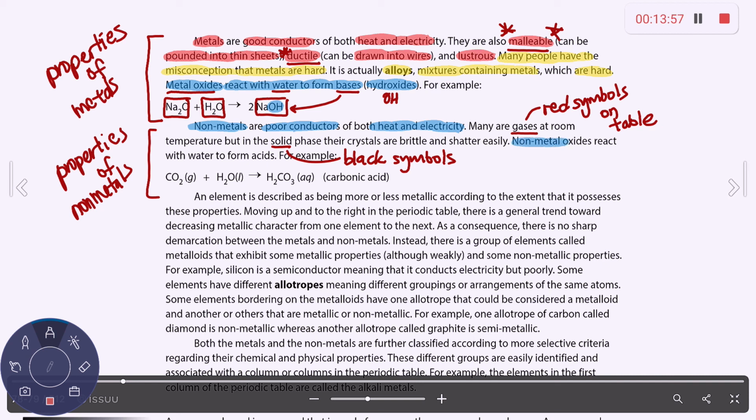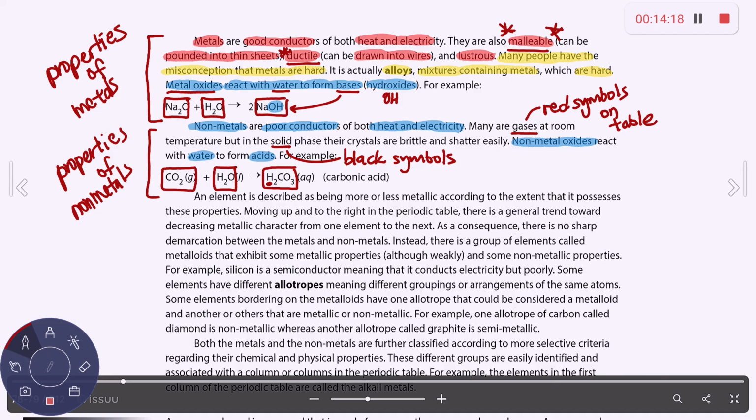A common reaction for nonmetals with oxygen would be that a nonmetal oxide will react with water. It'll form an acid. So here is your nonmetal oxide, because carbon is on the right-hand side. It's a nonmetal combining with water to make an acid. Acids tend to begin with a hydrogen ion, and this is called carbonic acid, okay?